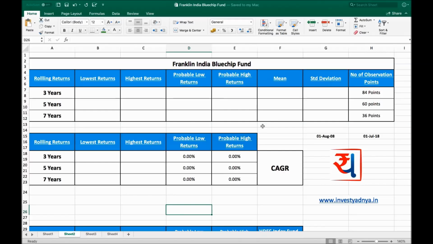Today we are going to do a quantitative analysis of a large cap fund. The fund name is Franklin India Bluechip Fund. The method would be same as we are doing for our earlier videos. We are taking 3 years, 5 years and 7 years rolling returns.